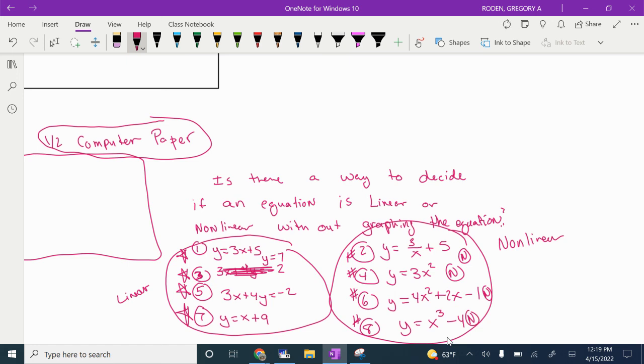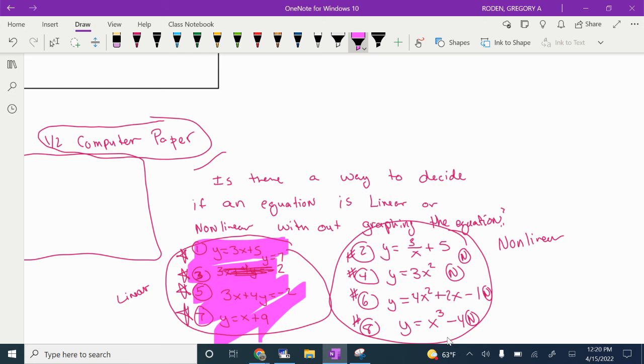All right. So the question is this: is there a way to decide if an equation is linear or nonlinear without graphing the equation? Now, guys, here's the deal. We've always just done linear. This whole year, we've done a lot of linear equations in y equals mx plus b. Now, how are these nonlinear equations different, though? Look at the equation. Is there a way to say they're nonlinear?